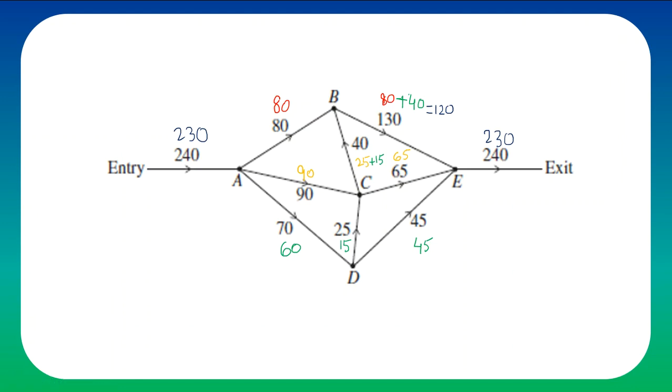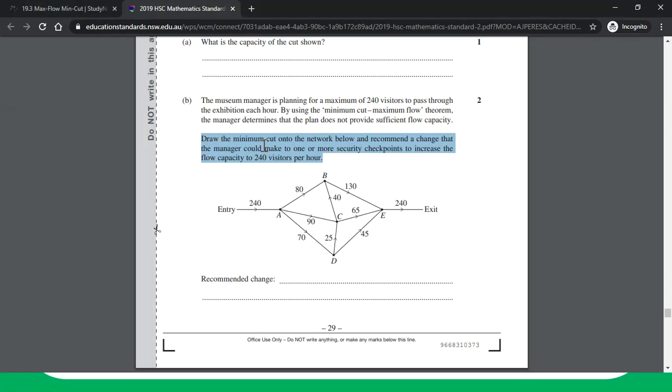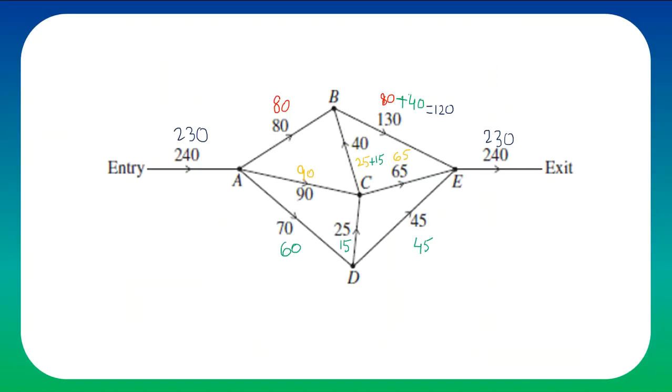Now comes the next part. So what they're asking you to do is draw the minimum cut and then recommend a change to the manager to one or more security points to increase the flow capacity to 240. What he wants is 240 people. So, and then they want you to draw a minimum cut. And what's the relationship between these two? I can explain. Just a minute. Let's draw the minimum cut first.